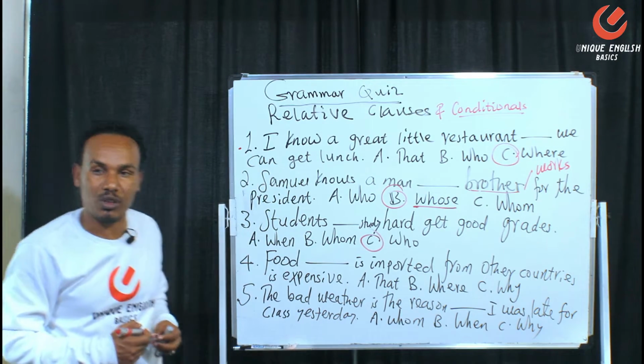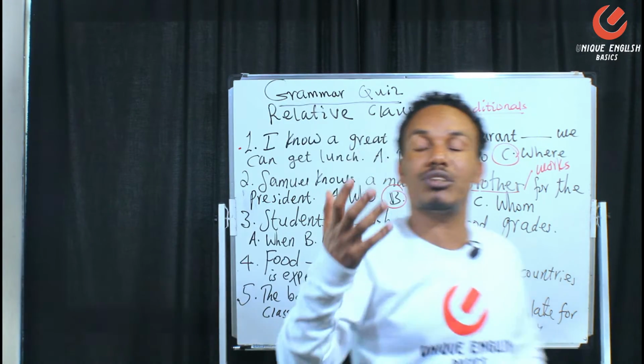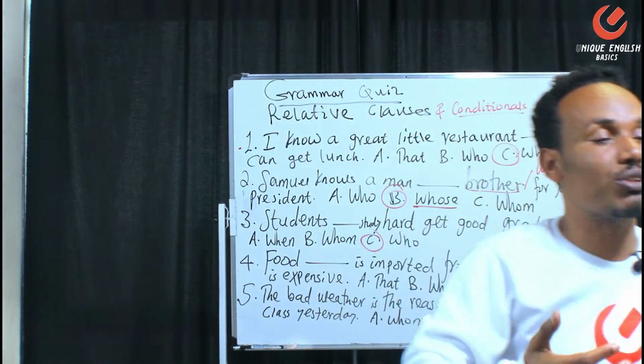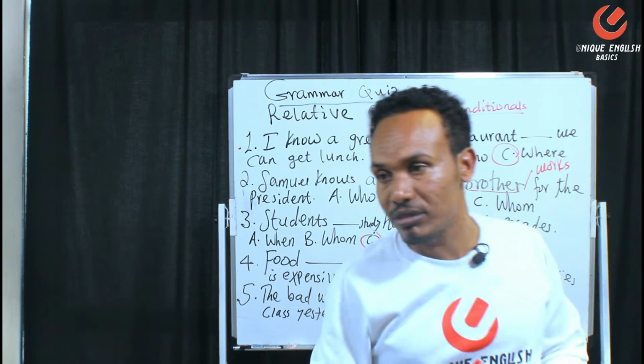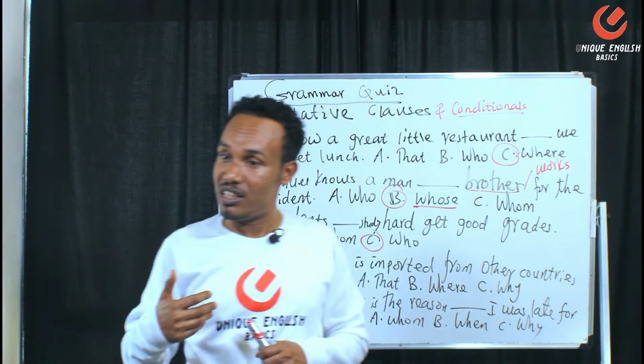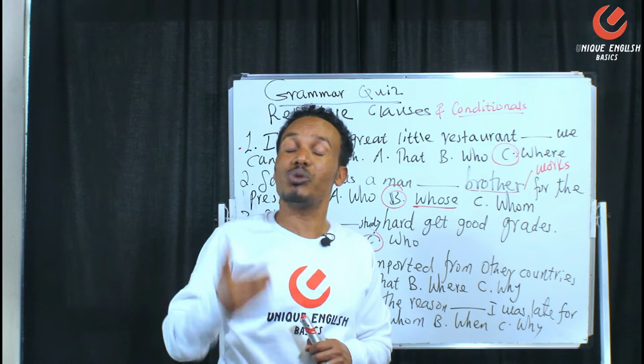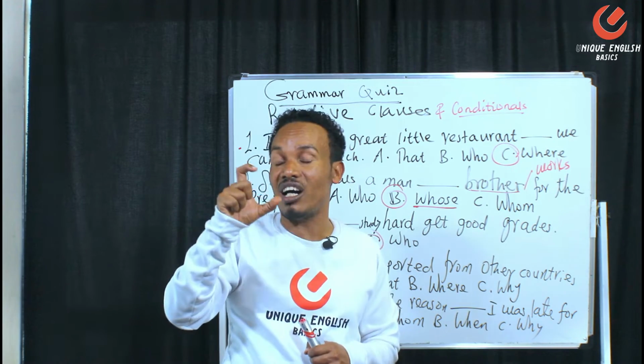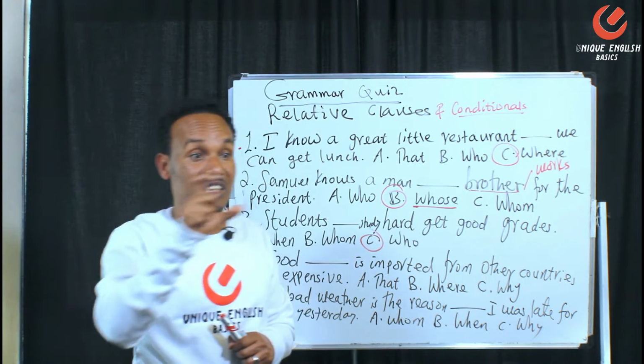So, why is whom not the answer here? Whom ለምን እዚህ ጋር መልስ አይሆንም? Because I'm talking about those students who are the subject of the sentence, who are the doer of the action. Who studies hard? The students. Yes or no? Who study hard? The students. Therefore, students are the doer of the action or the subject of the sentence.